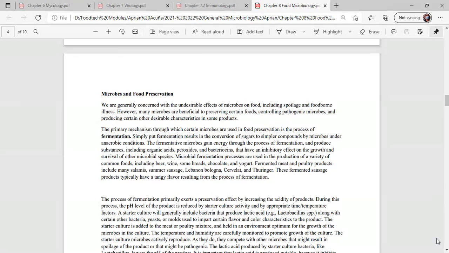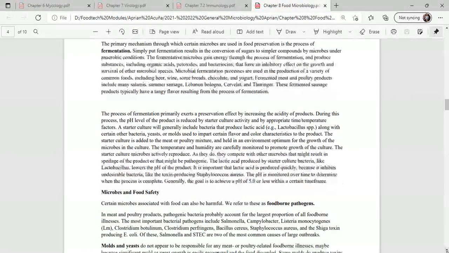The temperature and humidity are carefully monitored and maintained to promote the growth of the bacteria. The starter culture microbes actively reproduce to multiply in the food product. As they do, they compete with other microbes that might result in spoilage of the product or that might be pathogenic. The lactic acid produced by starter culture bacteria, like Lactobacillus, lowers the pH of the product.